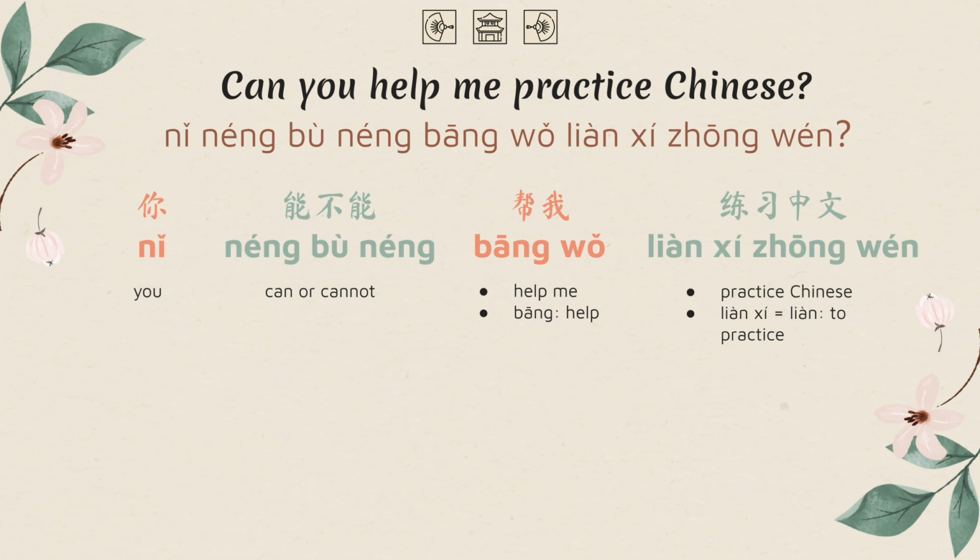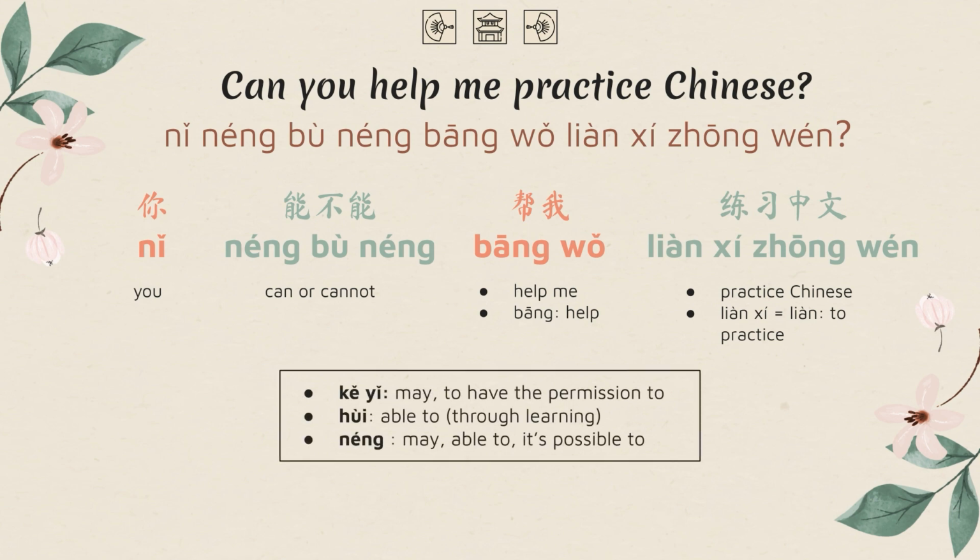So what's another way of phrasing this question? So instead of 能不能, you could just say 能 once and put a 吗 at the end. 你能帮我练习中文吗? And now we're going to go over the difference between 可以, 会 and 能.